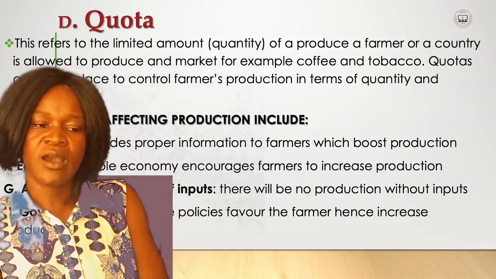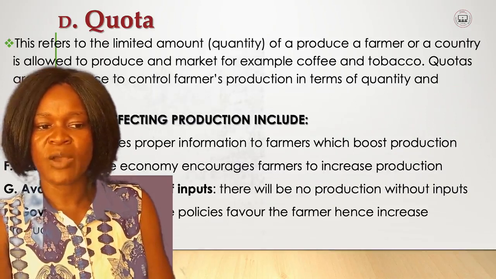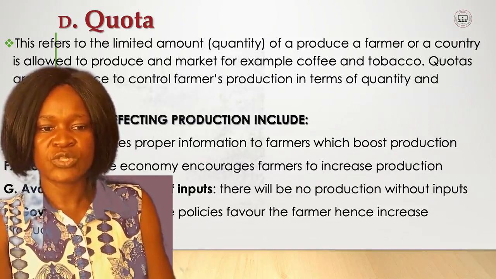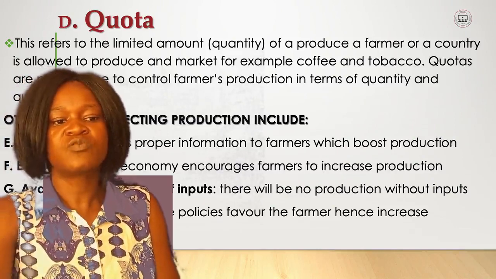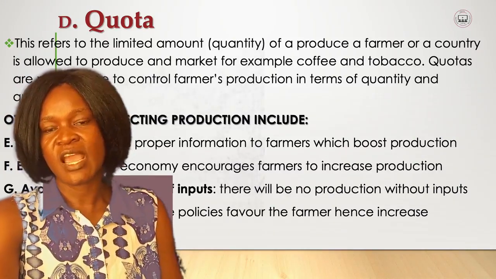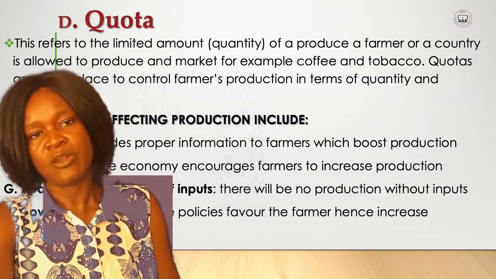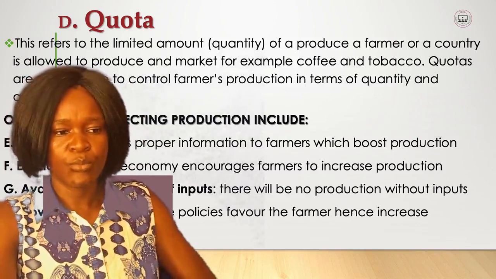We're saying quota, there is a limit in terms of amount or quantity of produce the farmer or a country is allowed to produce. So that limit which is set can either be low, leading to low production, or can be high, leading to high production.